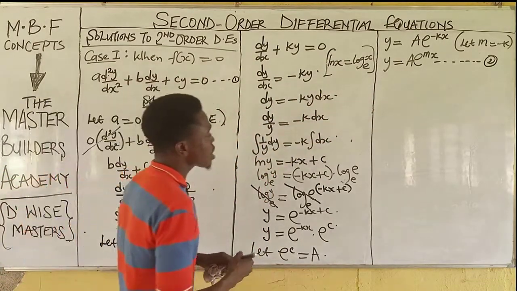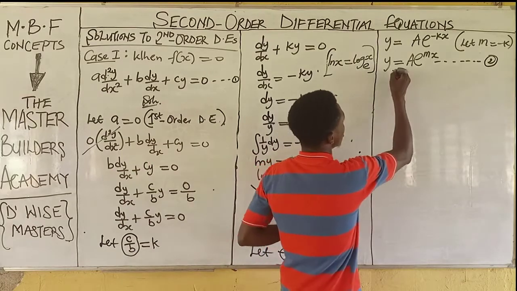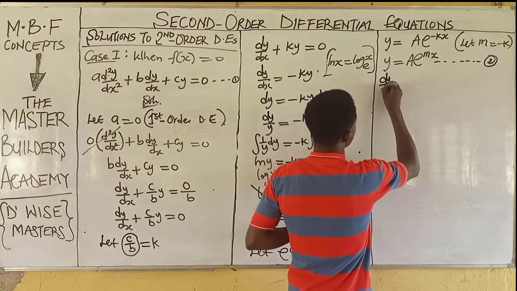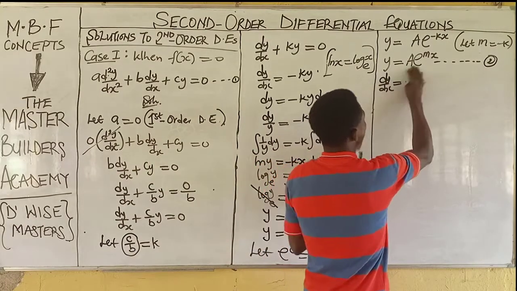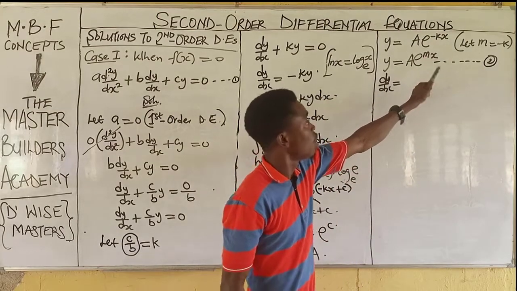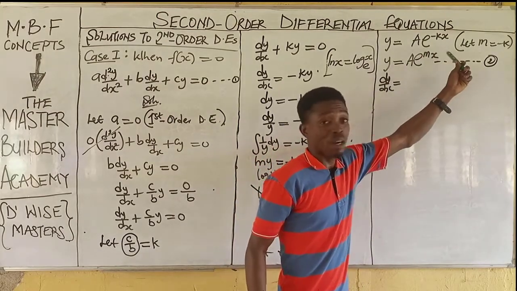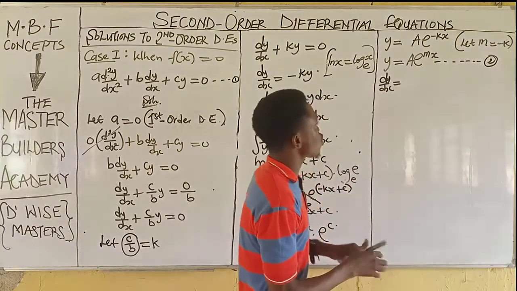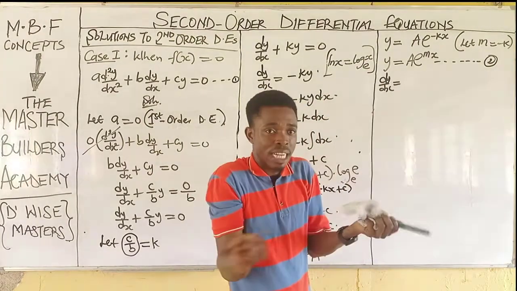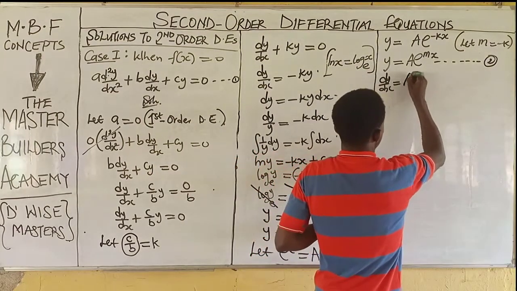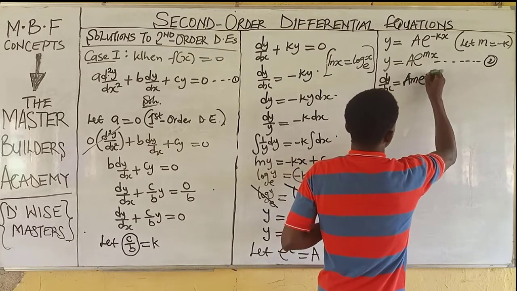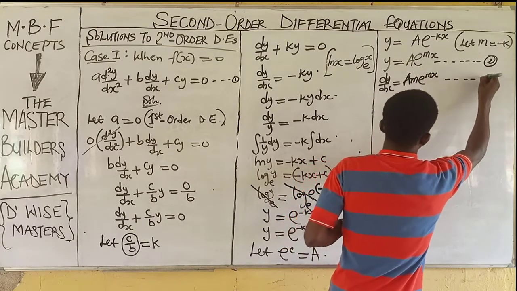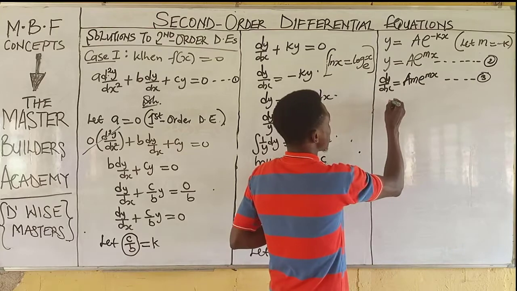So the next thing we are quickly going to do here is to differentiate it. Anytime you differentiate an exponential function, all you need to do is to differentiate the power of the exponent. So when you differentiate mx with respect to x, we are going to have m. So I have A m e exponent mx. This is equation 3. Then I will differentiate this again.